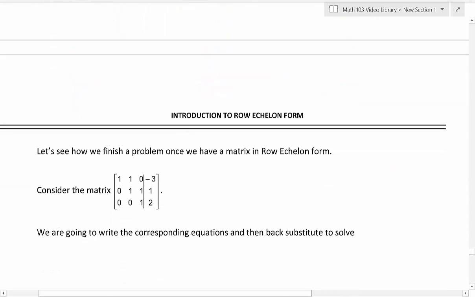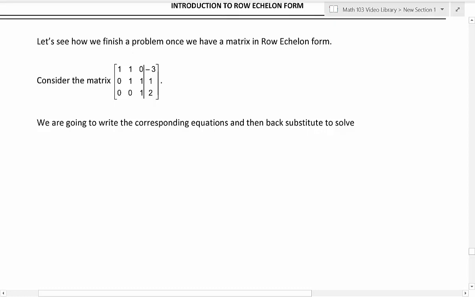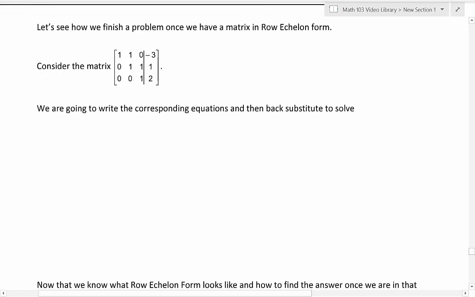Now that we know what row echelon form looks like, let's see how we finish a problem once we've gotten our matrix into row echelon form. So let's consider the matrix there. The first thing we're going to do is rewrite it as a system of equations. I'm going to use the variables x, y, and z.